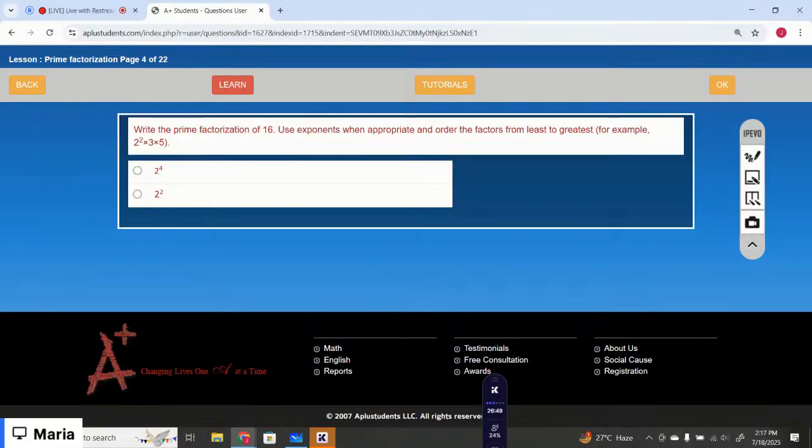Write the prime factors of 16. So which is the correct option? That would be, yes, option number 1 is the correct option, 2 exponent 4. Very good.